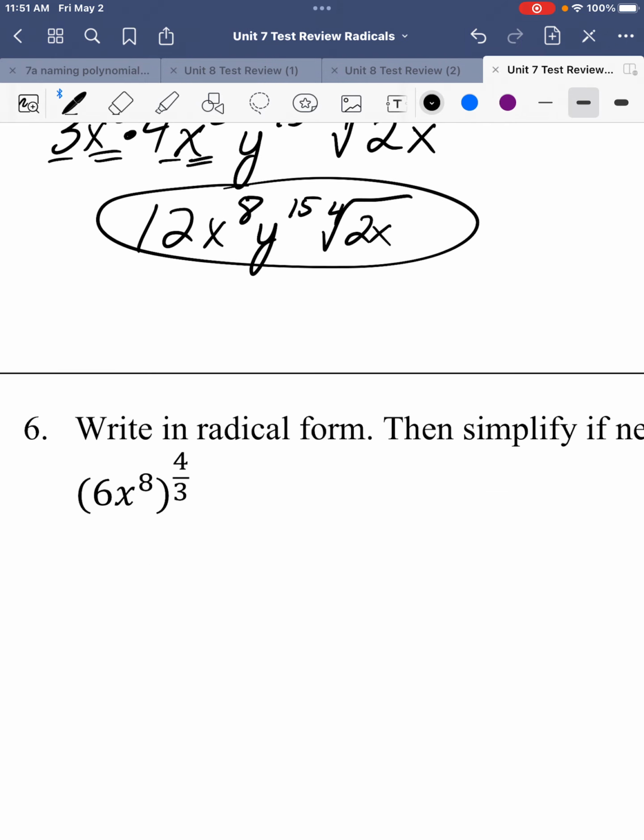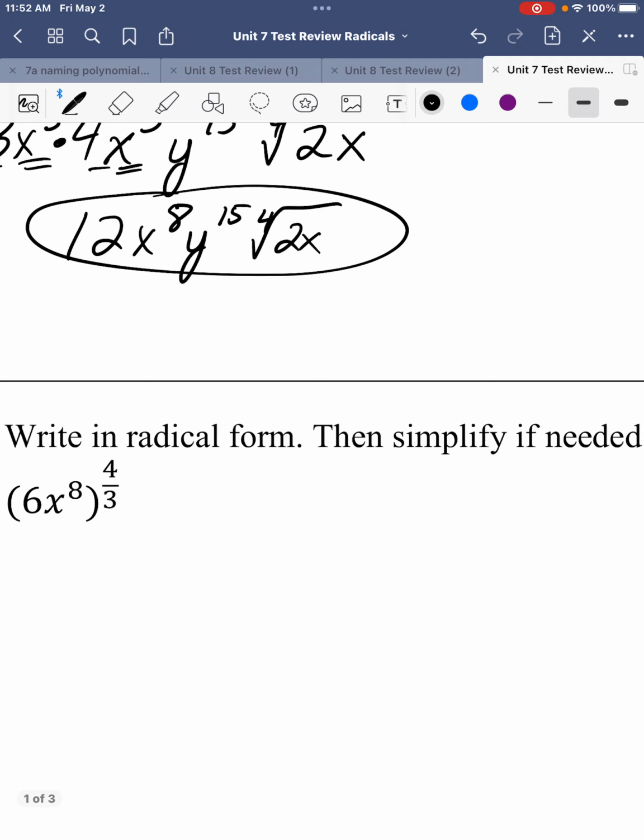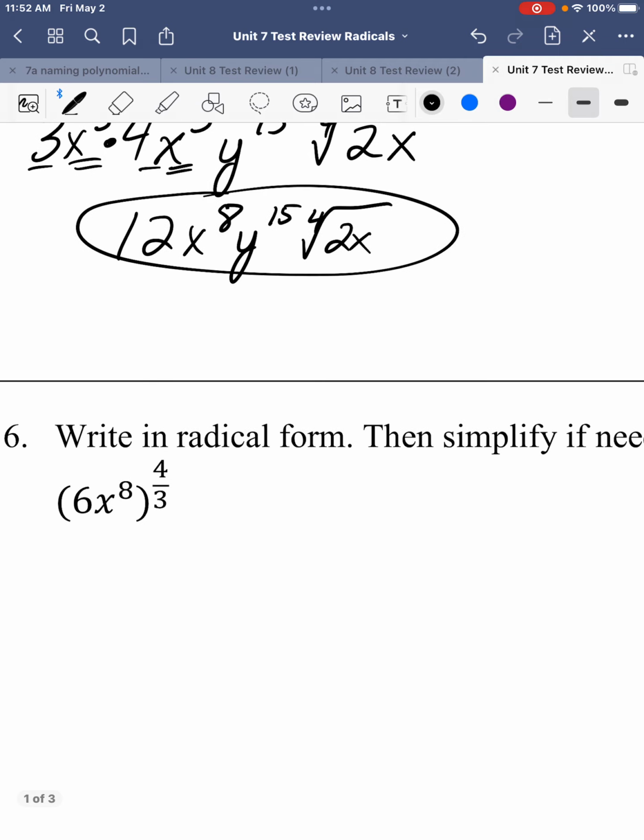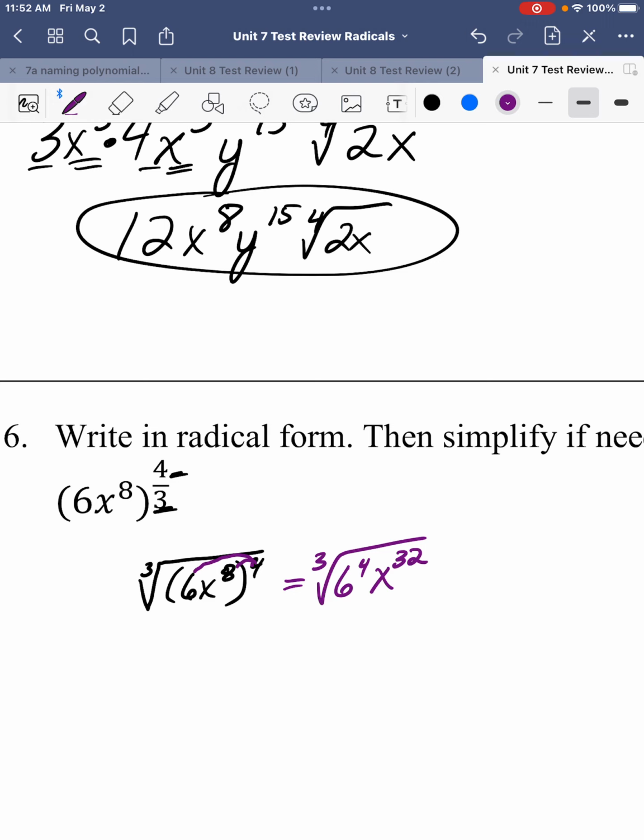All right, number 6, we actually got to go from exponential form and write it in radical form. Right now it's in exponential form. So I'm going to do the denominator is your radical, so it's a cube root, and what's in parentheses, I'm going to keep it in parentheses, and then it's raised to the 4th power. What I found in class was easiest for you guys seemed to be to distribute the 4 first. So this is going to be a cube root of 6 to the 4th, and now we have an exponent raised to an exponent, that's going to be multiply, so 32.